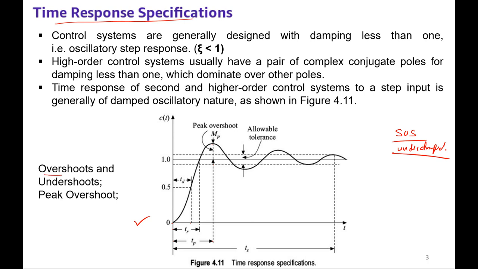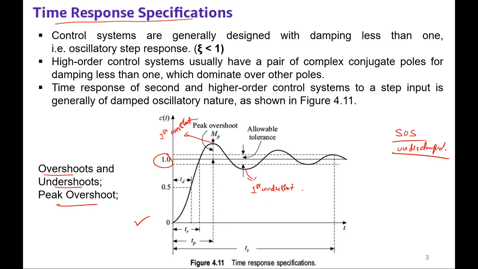Then there are things called overshoots and undershoots and peak overshoot. You can observe here, this is my unit step input. This is one, right? With respect to this, the response is crossing the unit step input, so this is the first overshoot. Then the response crosses the unit step input below. It was above and now it is going below the unit step input. So this we call the first undershoot.